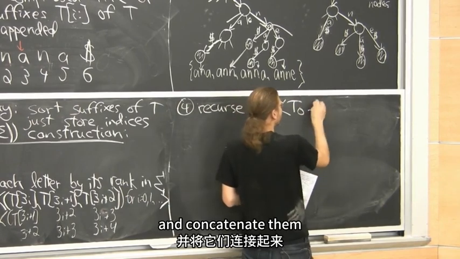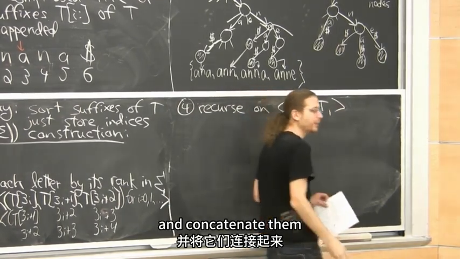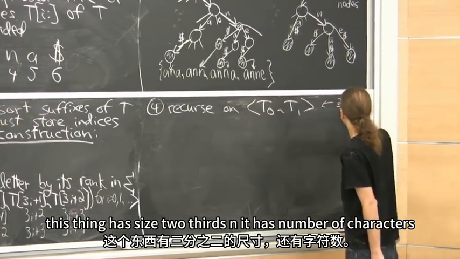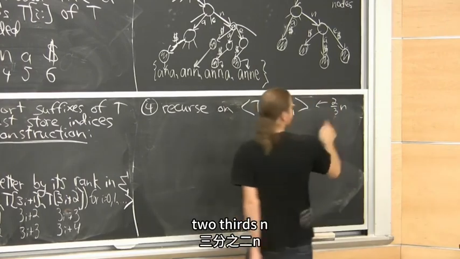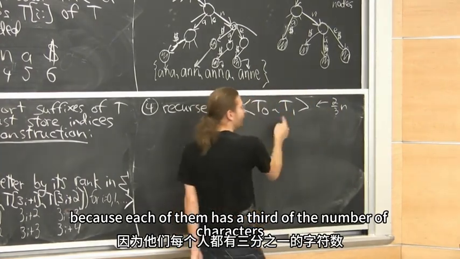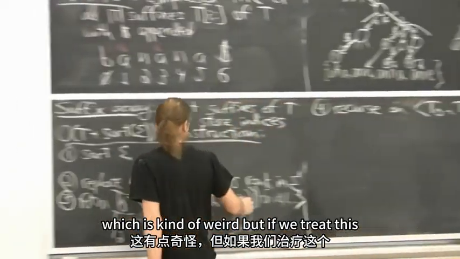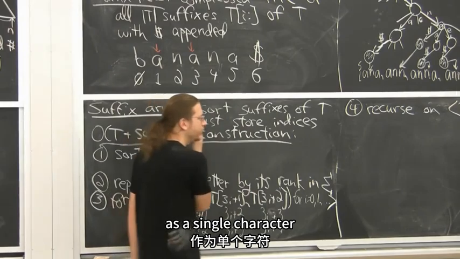I'm going to take T0 and T1 and concatenate them. This thing has size 2/3 n. It has number of characters 2/3 n, because each of them has a third of the number of characters. Of course, all the information is still there, which is kind of weird. But if we treat this as a single character, each of them has a third n.